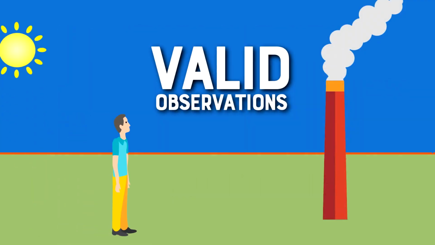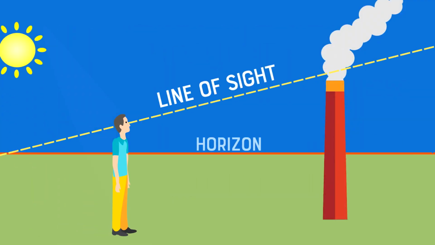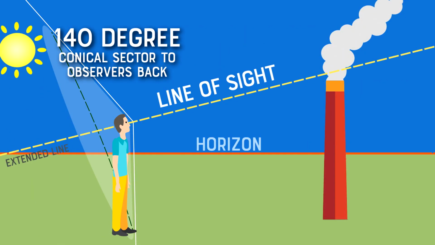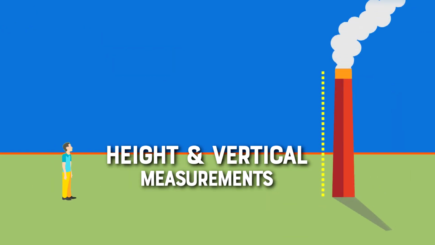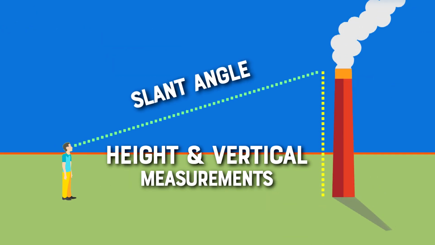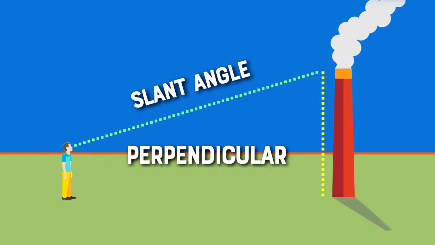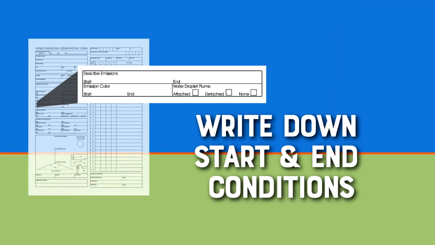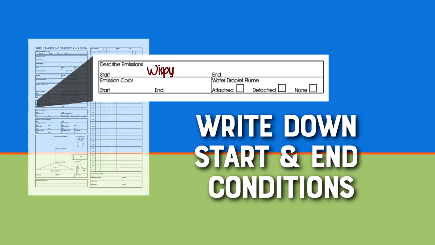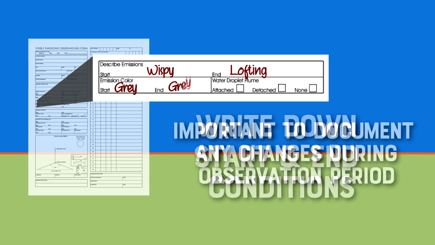For valid observations, the sun must remain within a 140-degree sector behind the observer, accounting for both horizontal and vertical positions. Height and vertical angle measurements determine the observer's line of sight, which should be approximately perpendicular, 18 degrees or less. Throughout the form, write down both start and end conditions in the designated fields, even if no changes occur.